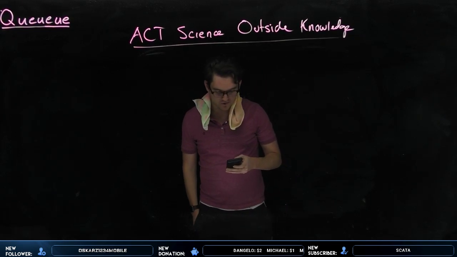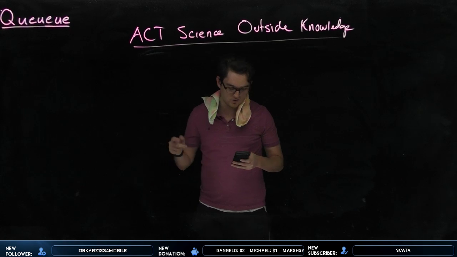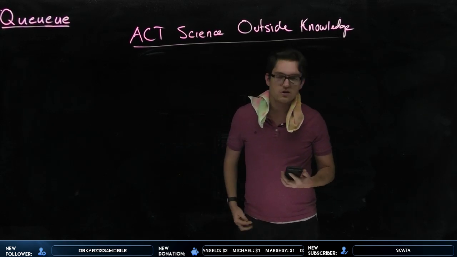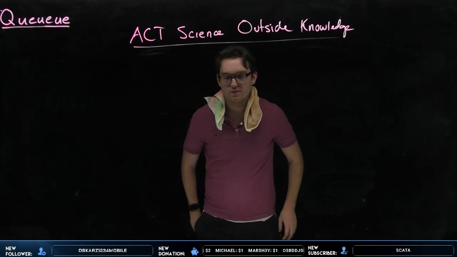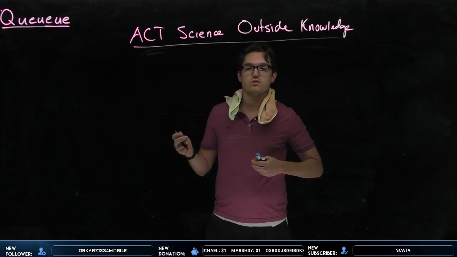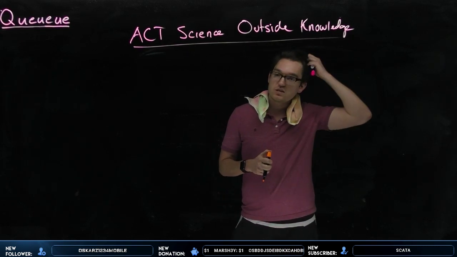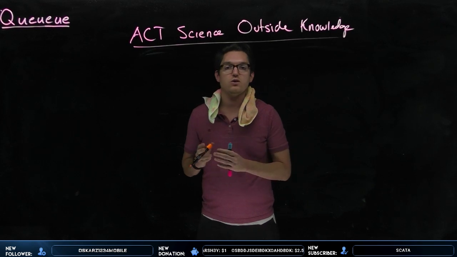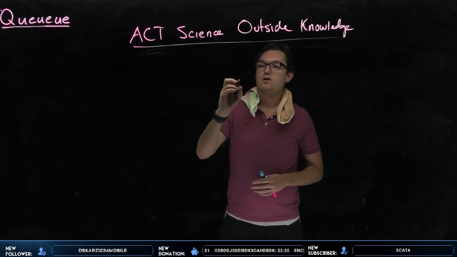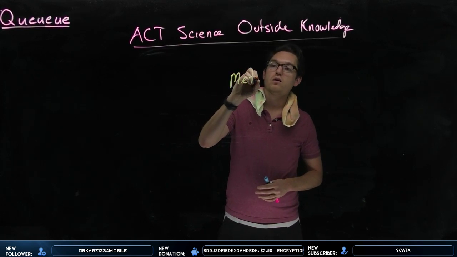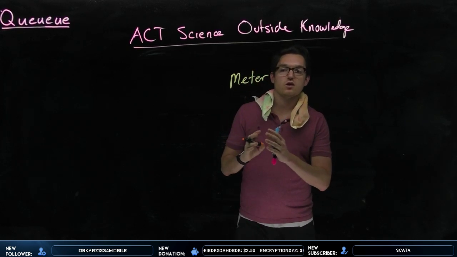All right, we got a couple other things we should talk about. We've talked about pH, talked about temperature. Fantastic. Metric prefixes. That's important. You have to know those things. In the metric system, there's a bunch of prefixes that tell you how large or small a unit is. So we'll start with the meter. The meter is the standard measure of length.